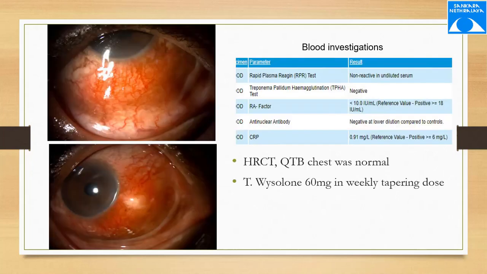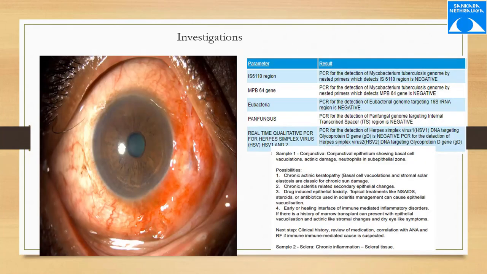Let's look at some case examples. Here is a patient who's having a diffuse scleritis. All blood workup for immune-mediated disorder is negative. HRCT, QTB, chest X-ray, everything is negative. Patient on steroids, but progressively getting worse. Here you have to stop and consider a biopsy.